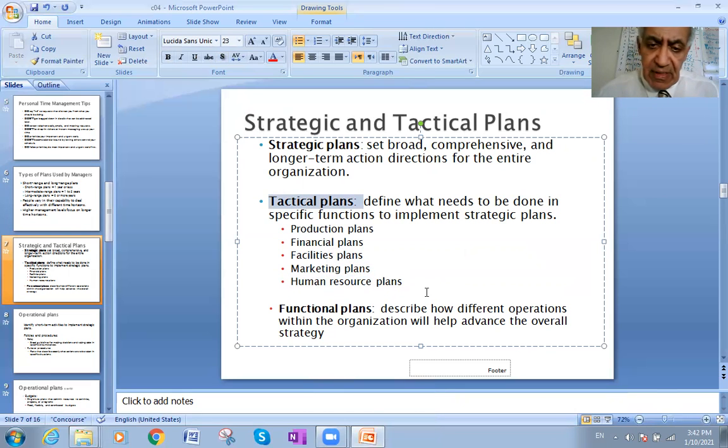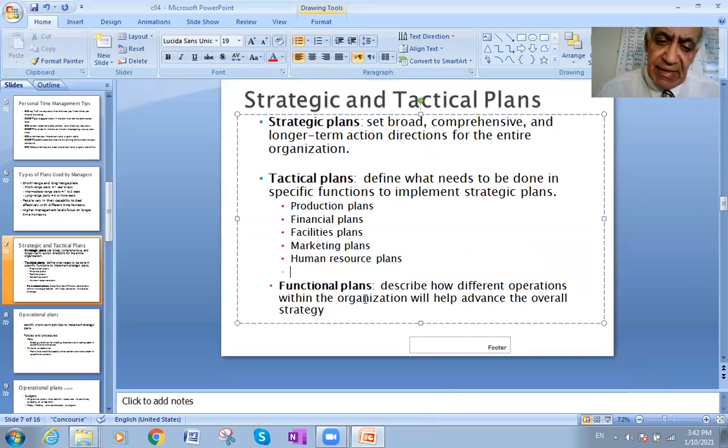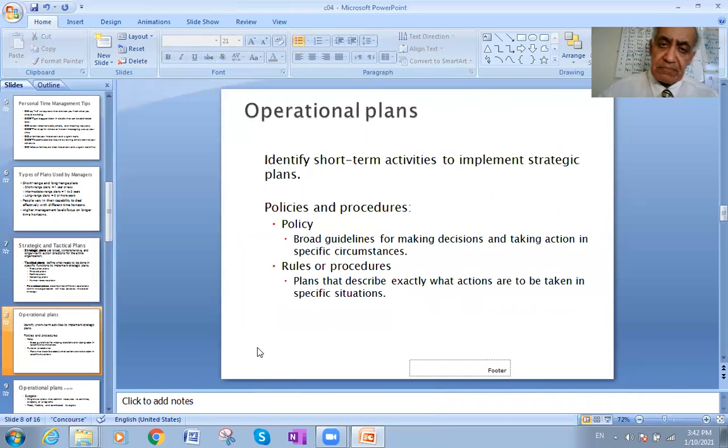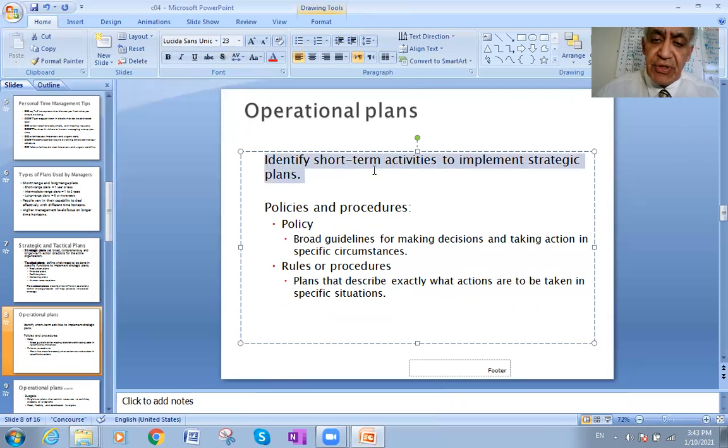The third type of plan is the functional plan. Functional plans describe how different operations within the organization will help advance the overall strategy. So this is the functional plan. Operational plan identifies short-term activities.